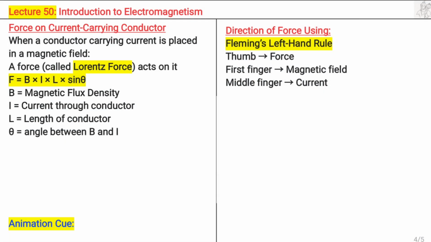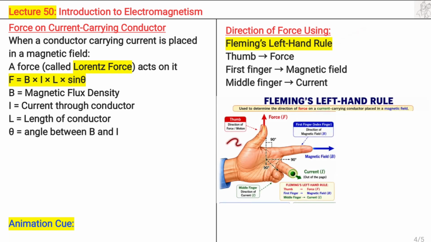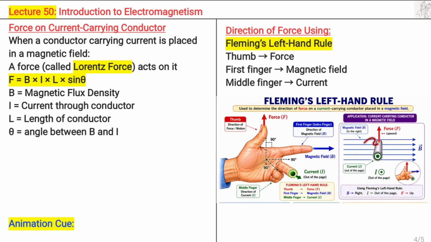So the direction of this force is obtained using Fleming's left hand rule. So if we stretch our left hand in this way such that the thumb, the forefinger and the middle finger are mutually perpendicular to each other, then thumb will give the direction of force, the forefinger will give the direction of magnetic field, and the middle finger will give the direction of current. So this can be seen from here.